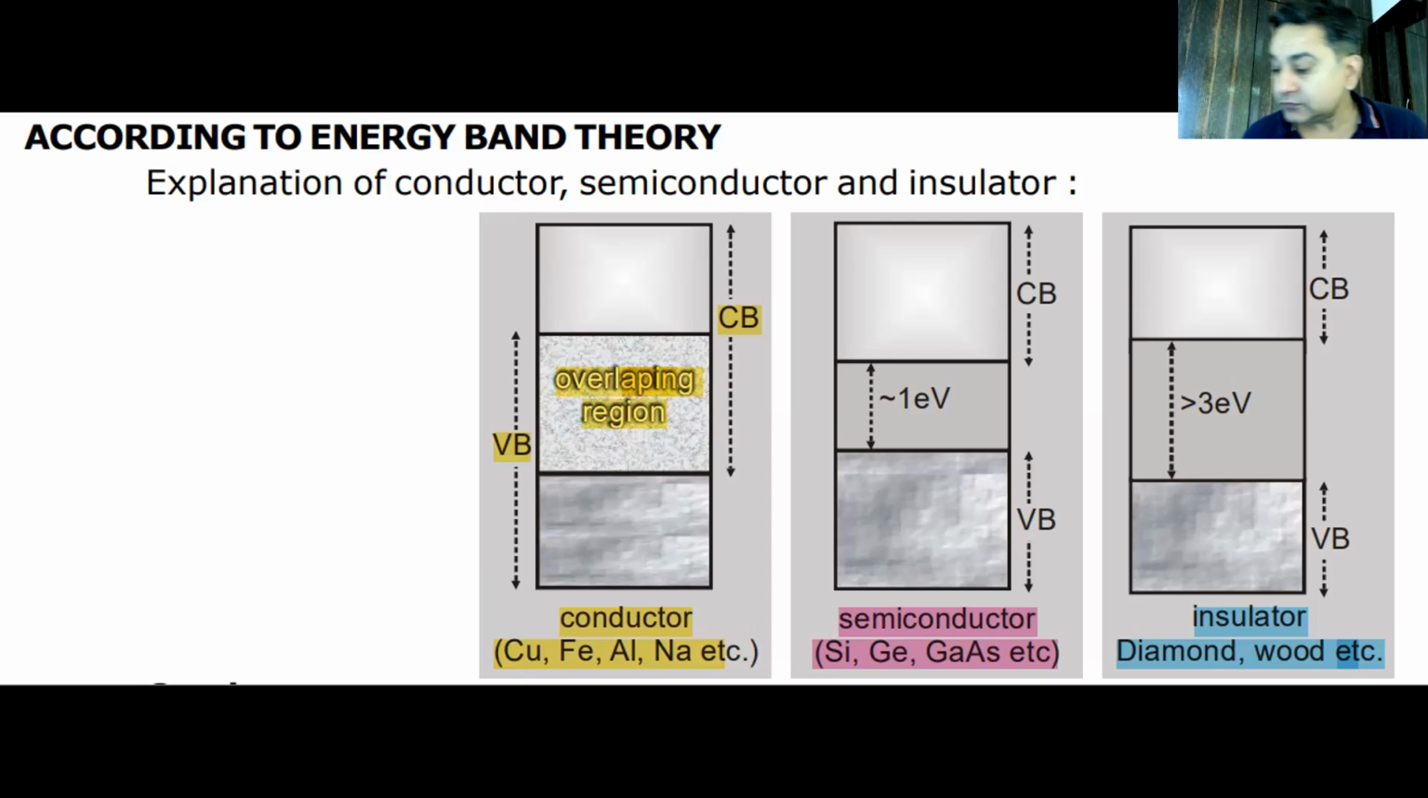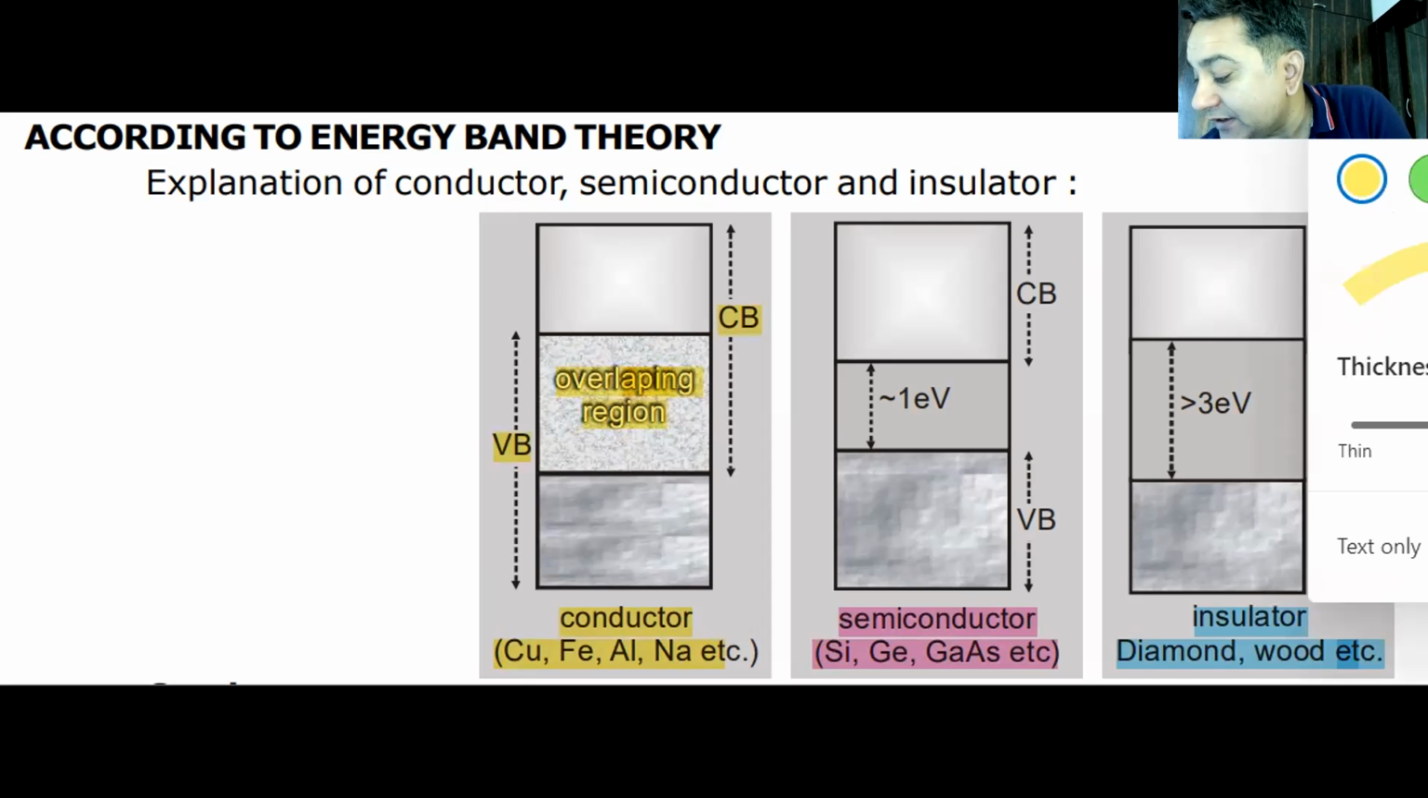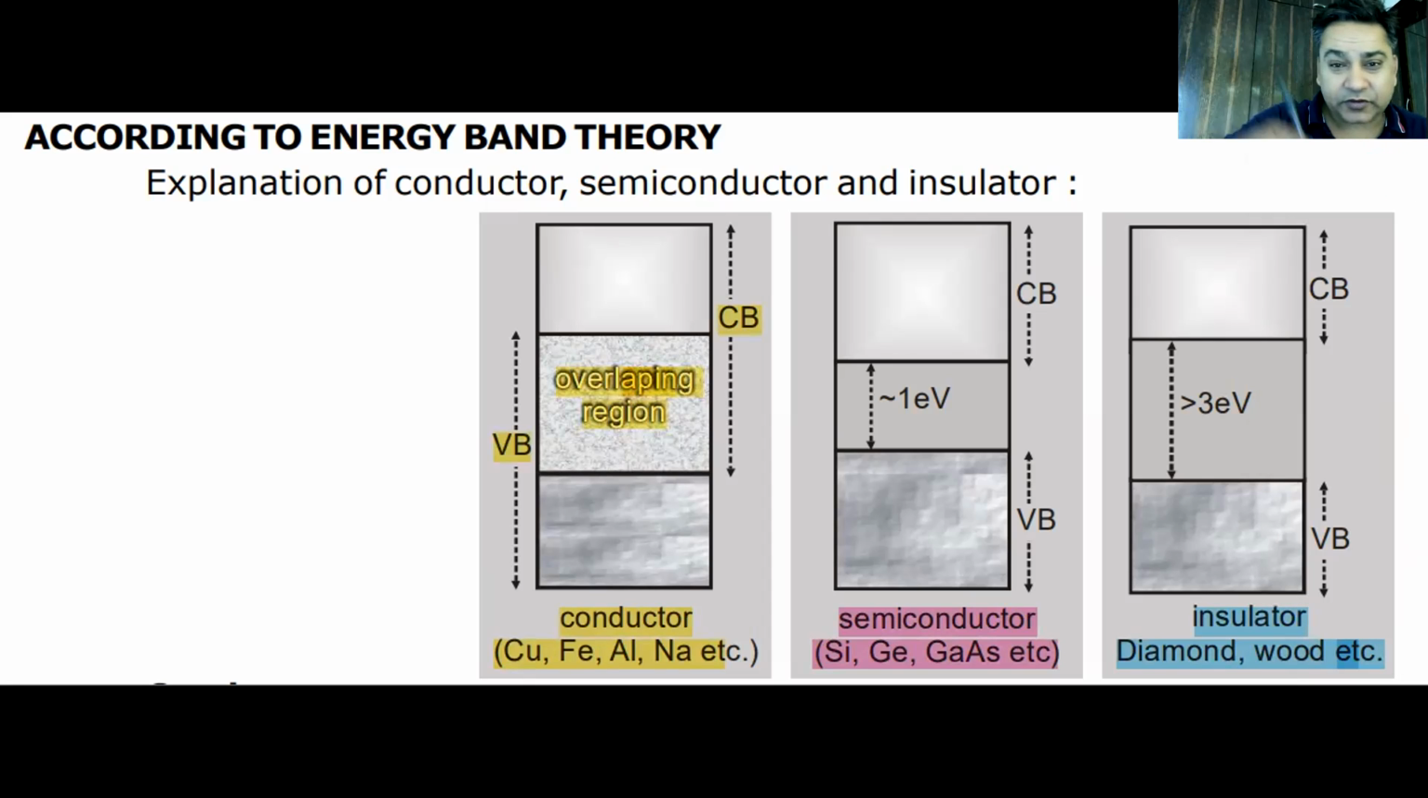Moving on to the next category, which is semiconductor, which is the topic for this chapter. You can see that there is an energy difference of almost 1 to 1.3 electron volt. Valence band is lower, conduction band is upper. We will need at least approximately 1 electron volt of energy to make an electron jump from the valence band to the conduction band. We understand this?